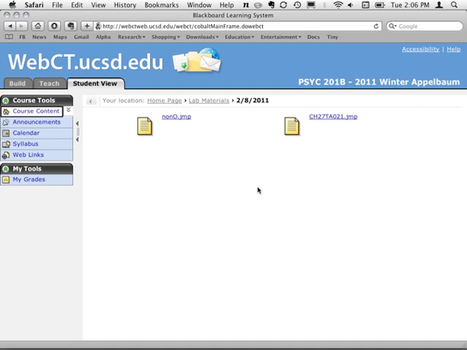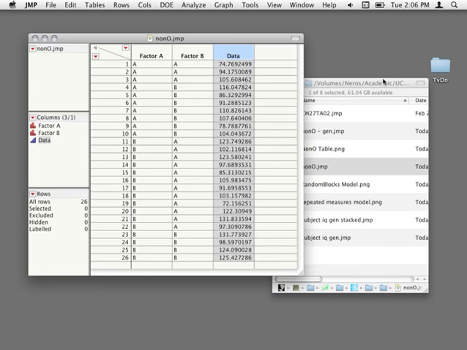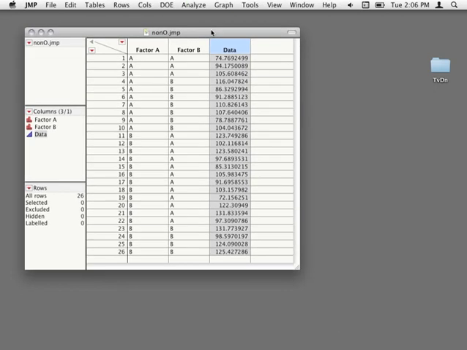All right, so assuming you guys have that, go ahead and open the non-O data set. Now the basic issue with non-orthogonal designs, or designs in which you have unequal sample sizes, is that your estimates of your factors are not independent from each other.